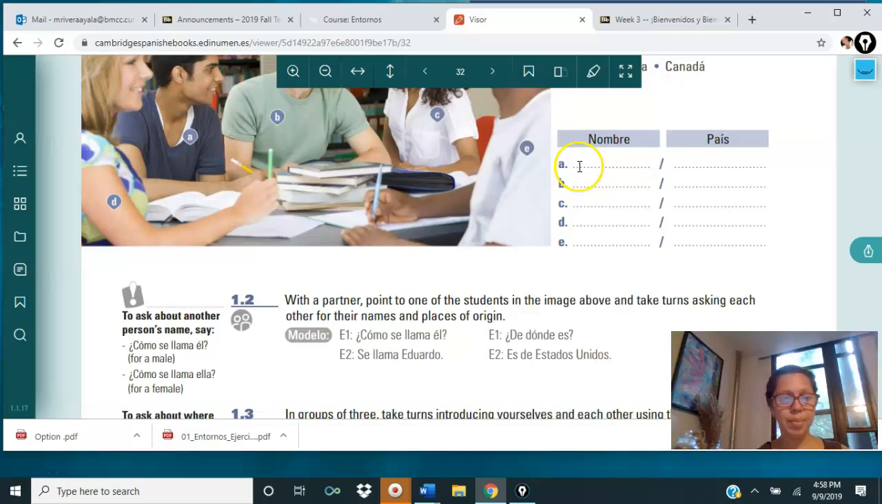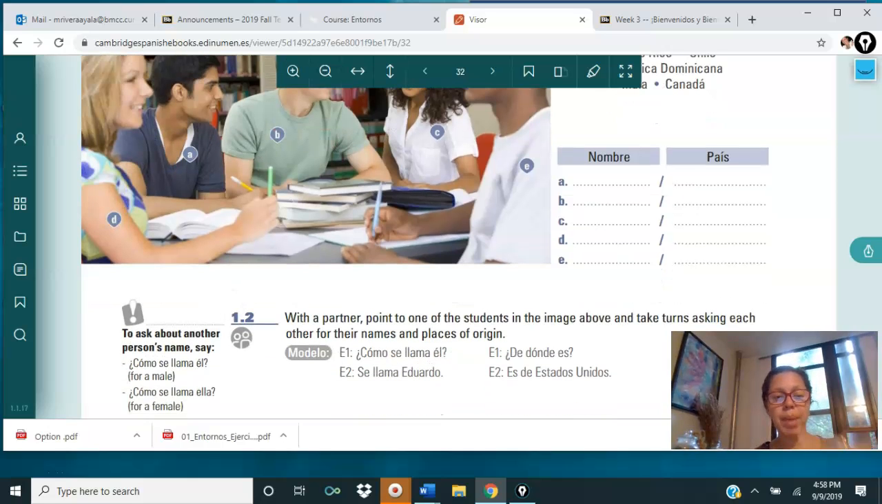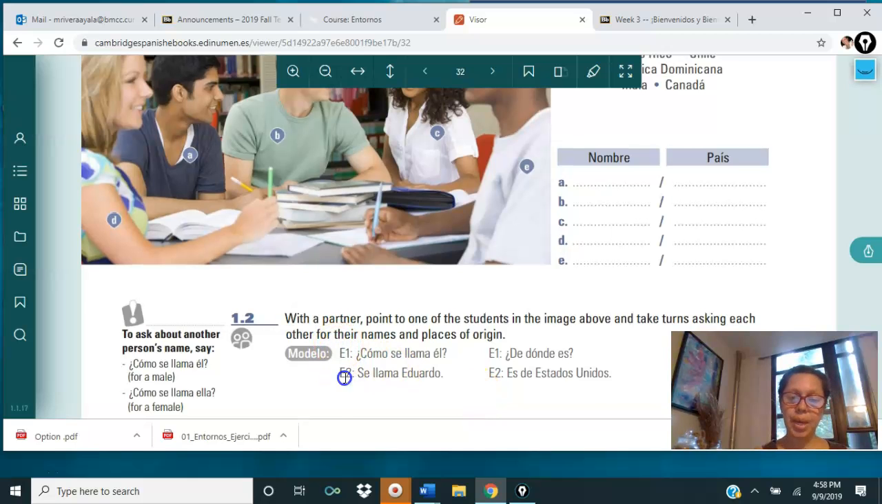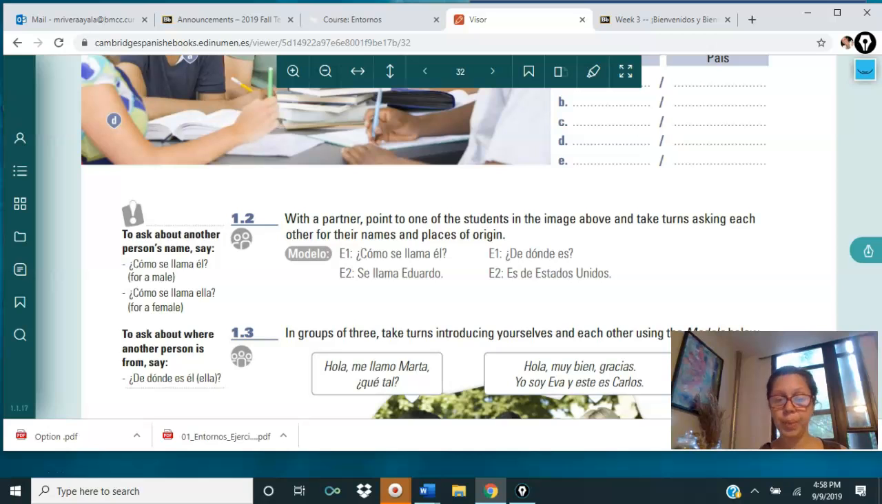Okay, so for example, let's imagine that letter A is aquí, the guy. ¿Cómo se llama él? And then you say his name. Se llama, let's say, Eduardo. ¿De dónde es Eduardo? ¿De dónde es? Es de Estados Unidos. So here you have the modelo, okay? And then you do the same thing with the other ones.